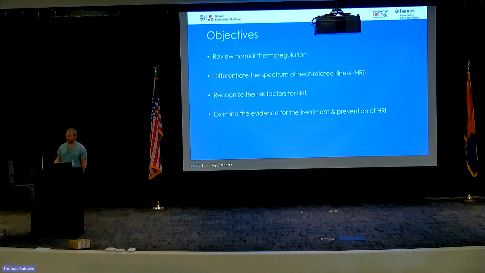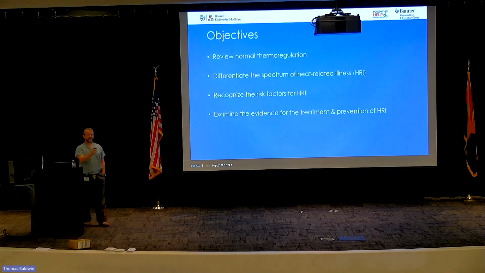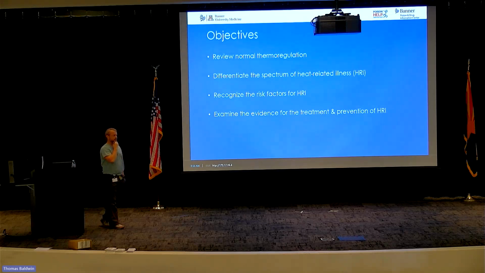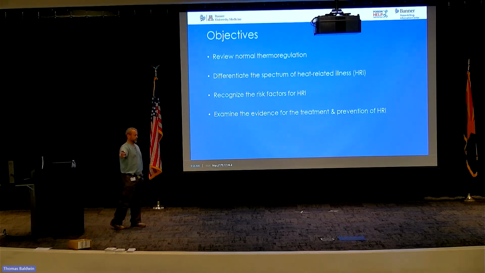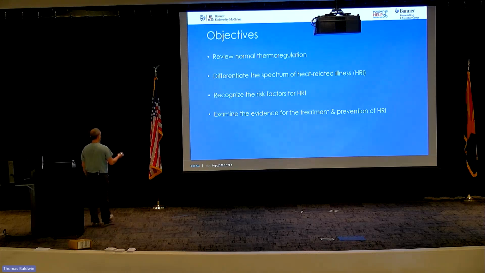Again, no disclosures. We'll go through a discussion about normal thermal regulation and where those failures ultimately lead to the various types of heat-related illnesses that we're going to talk about. We'll talk about them more as a spectrum of types of symptoms, as opposed to individual, distinct, or unique disease states. We'll look at risk factors predisposing patients for heat-related injury, as well as examine the evidence for what is optimal treatment as well as prevention.